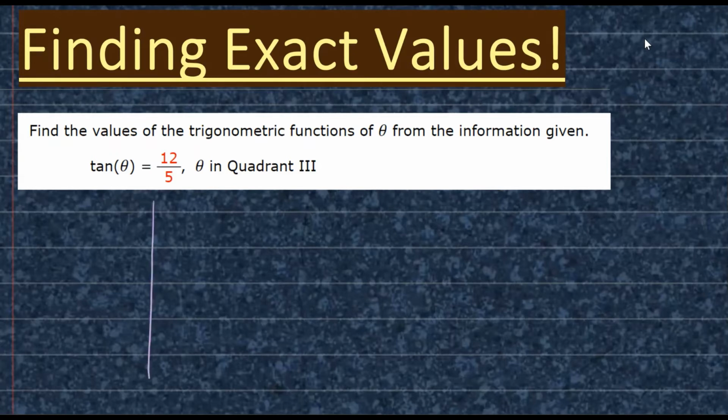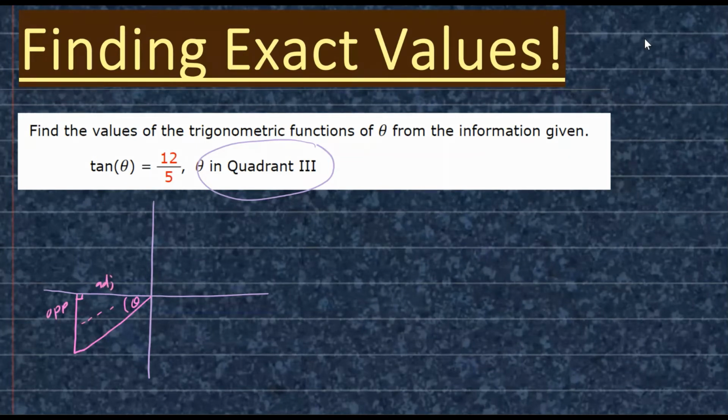So suppose this is our XY plane, and theta is in quadrant 3. So theta will be right here. If I draw a right triangle in this quadrant, it would be something like this. And theta is coming up from here. So that's theta, and this is our right angle. Now let's go ahead and label the sides. We know across from theta is opposite. That will make this the adjacent side, and this is the hypotenuse.